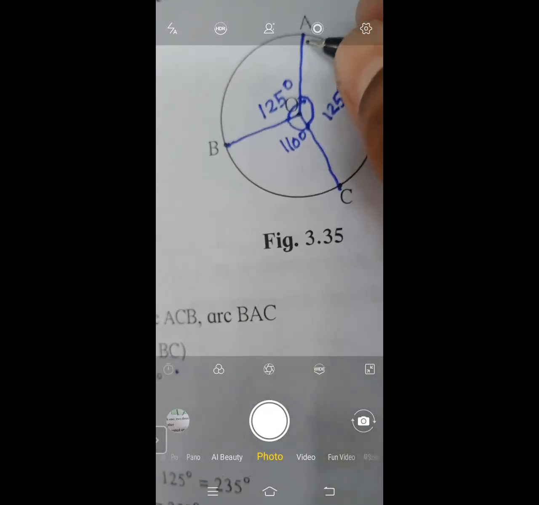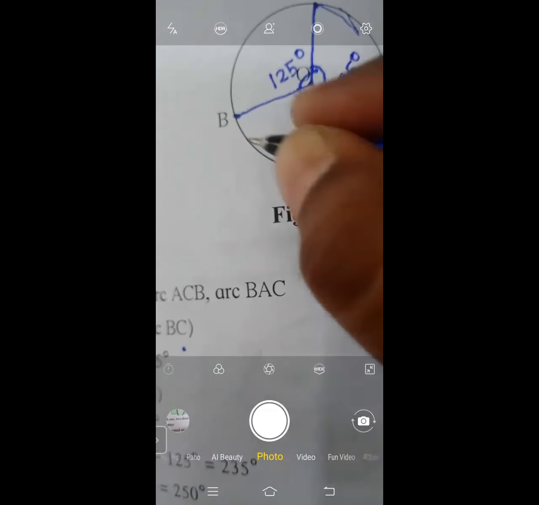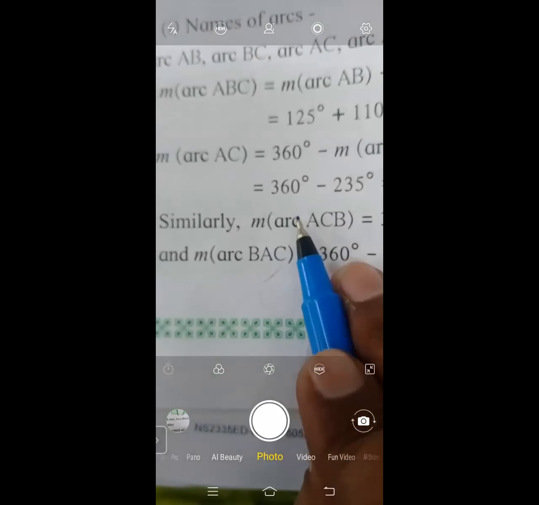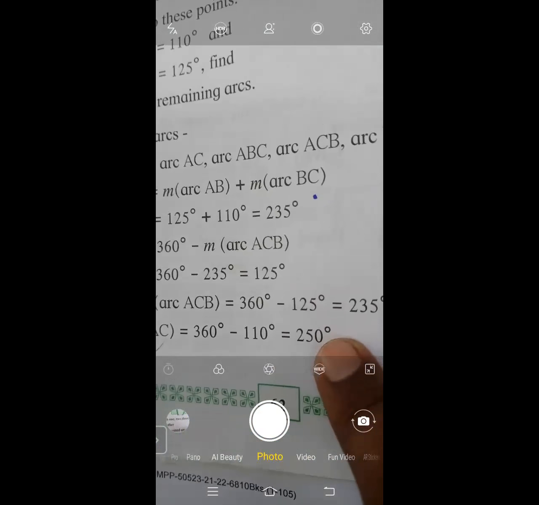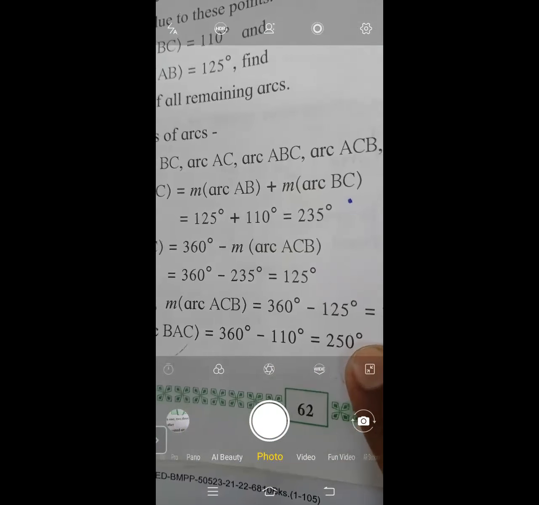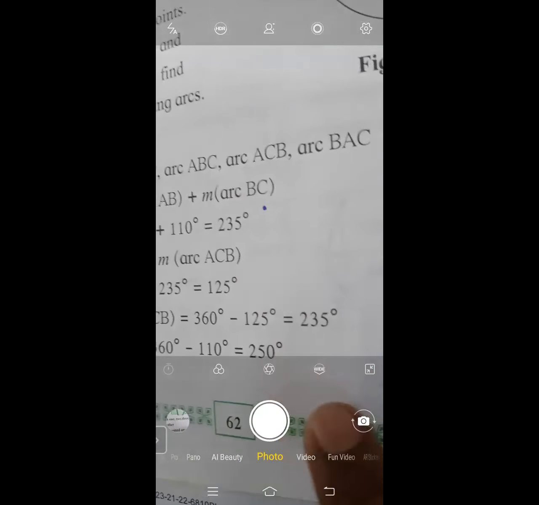So now I have to find the whole arc ACB. So what I will do: 360 degrees minus 125 degrees is equal to 235 degrees. Then measure of arc BAC. This is BAC. 360 degrees minus 110 degrees, I got the answer, which is 250 degrees. There can be other steps, but if you want to follow this, these are also the simplest things.